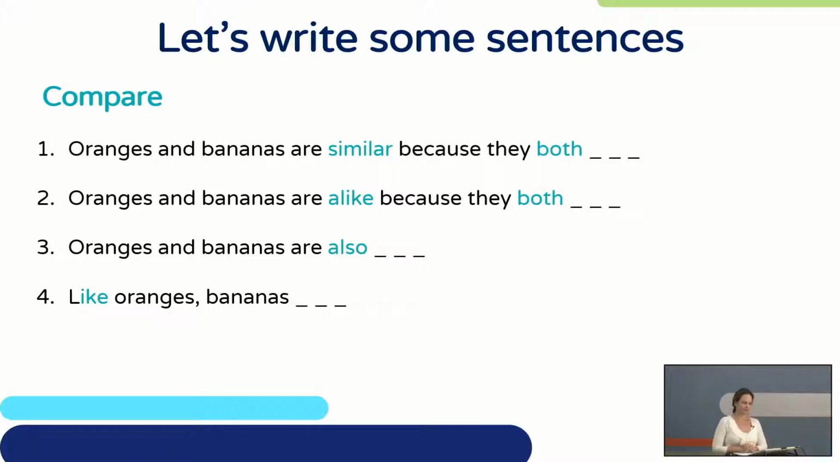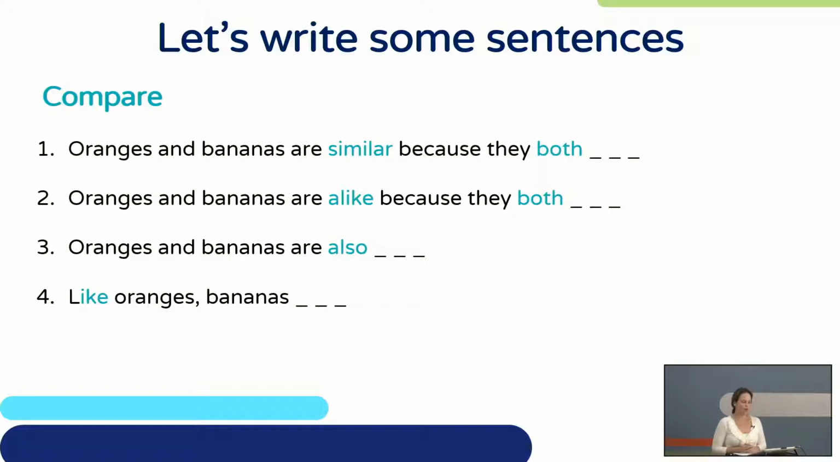Now, let's write some sentences. We're going to do some sentences first about comparing. Okay, let's read them together. Number 1, oranges and bananas are similar because they both... Think about what you want to write, and now this is the time on your paper to write the answer, to write this sentence and what can be the continuation of the sentence. So write your answers while I read to you the sentences.